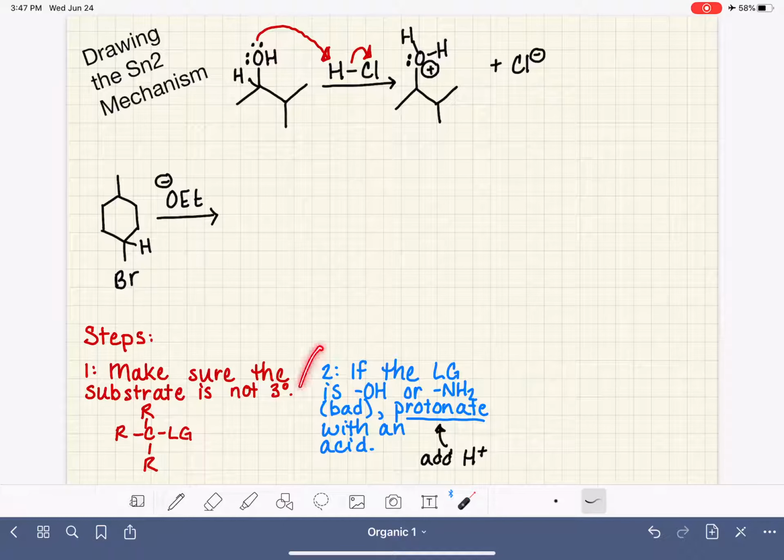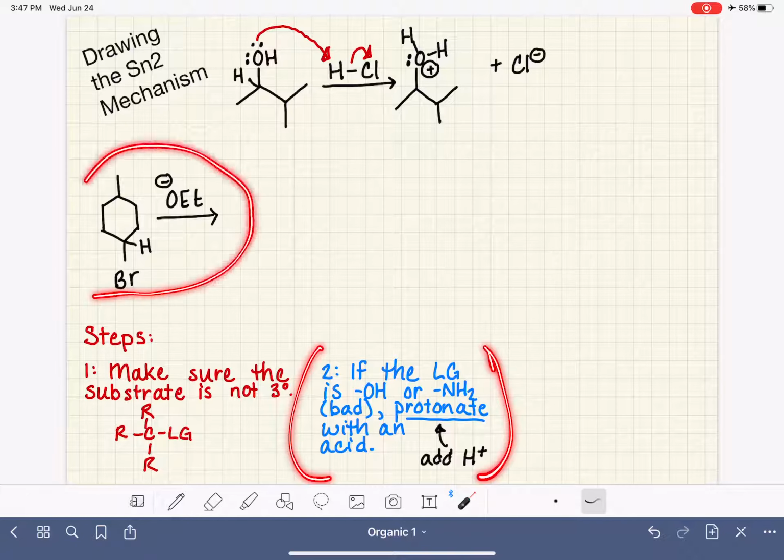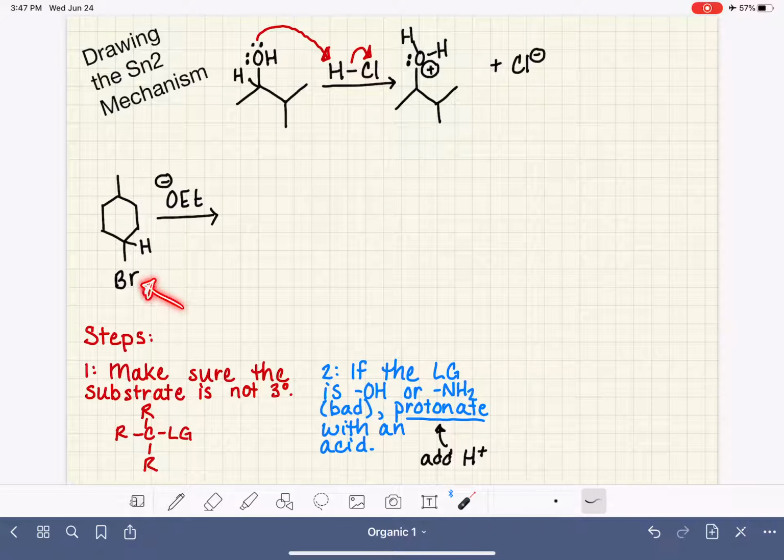The protonation is not needed for this molecule because our leaving group on this molecule is bromine, not OH minus and not NH2 minus. So it doesn't need anything done to it.